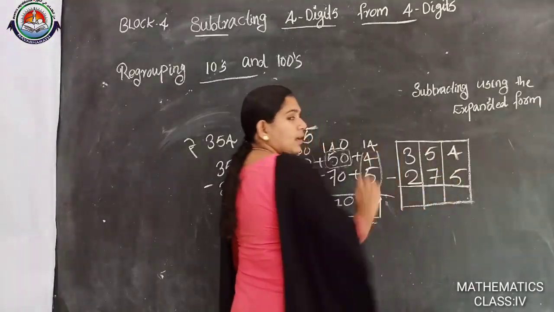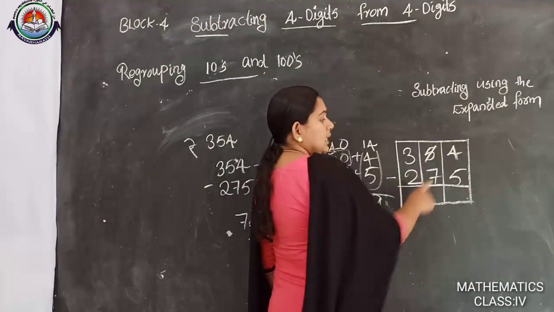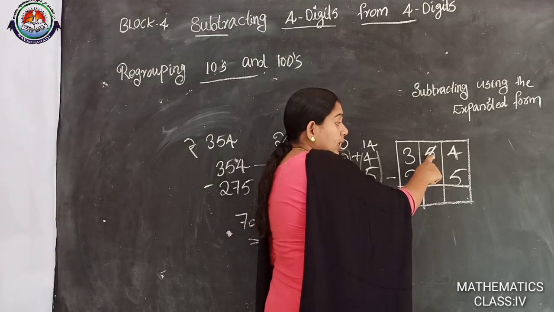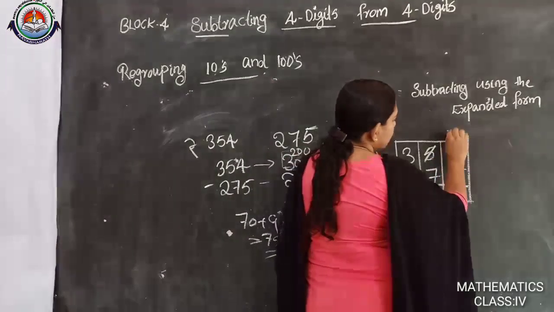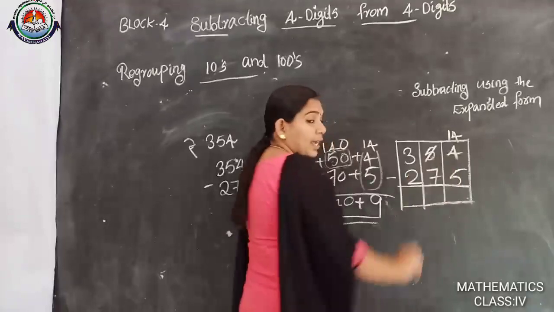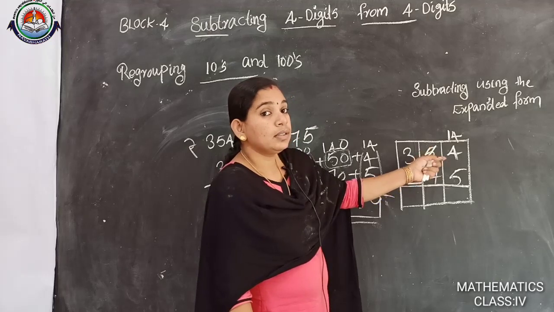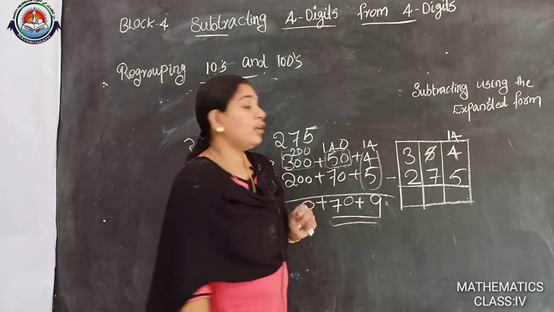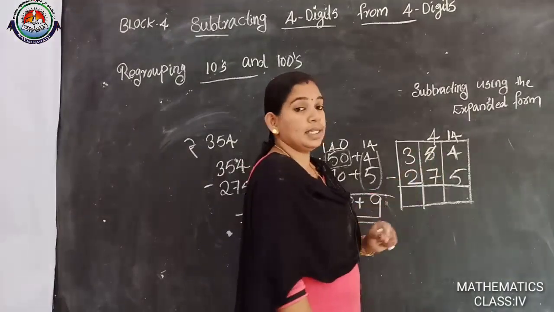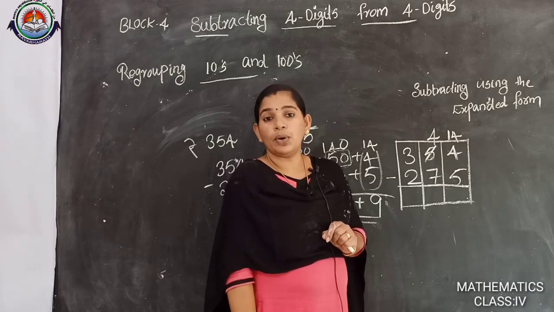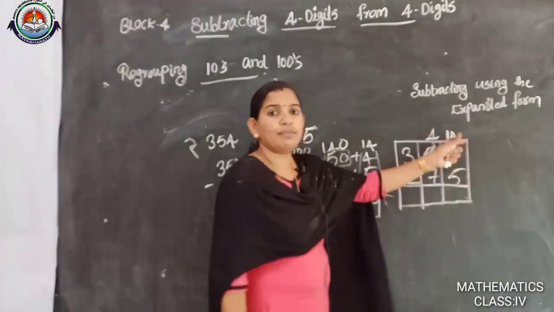Then is 4 minus 5 possible? No. So we take 1 from the tens place. That means here 10 plus 4. Got it? So 10 plus 4, 14 is here. 14 minus 5. Okay, before that we take 1 from 5. Here only 4 is there. We are taking 1 to this place, so in this place, instead of 5, we write 4 only.